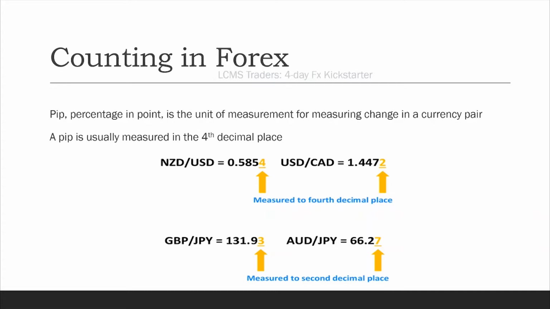Okay. US CAD at 1.4472. 2 is the pip. So if it goes to 1.4473, it's gone up by 1 pip. That's the fourth decimal place.